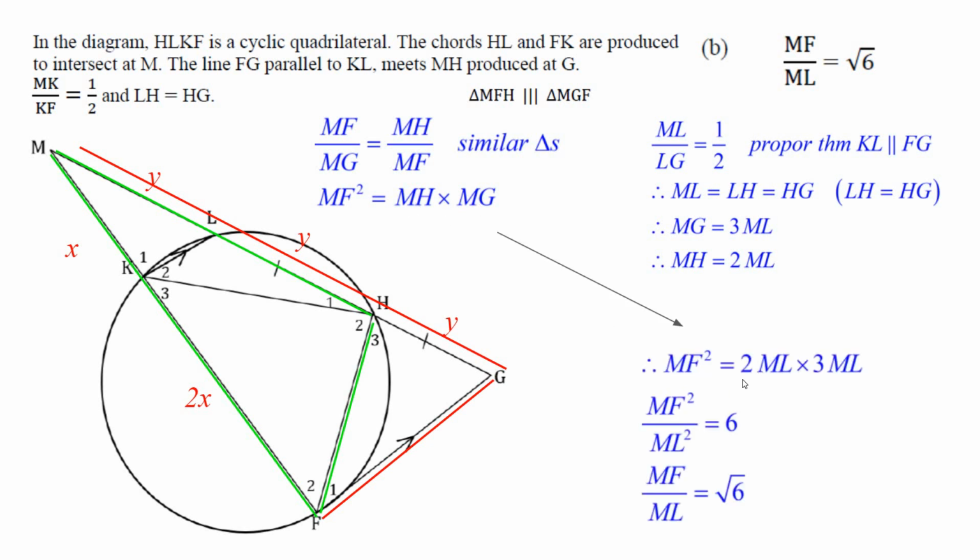And we get MF squared equals 2 ML times 3 ML. That's pretty tricky. That equals 6. Well, now we divide by ML squared. Now we take the square root, and there it is. MF over ML equals root 6.